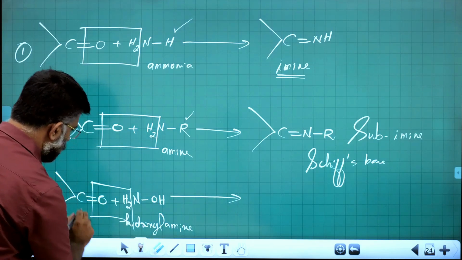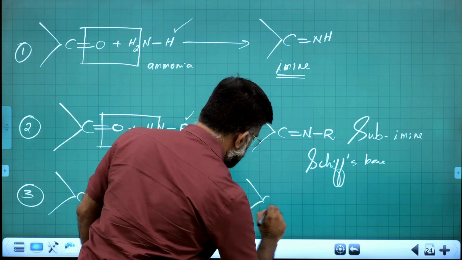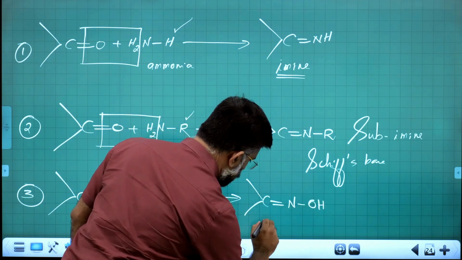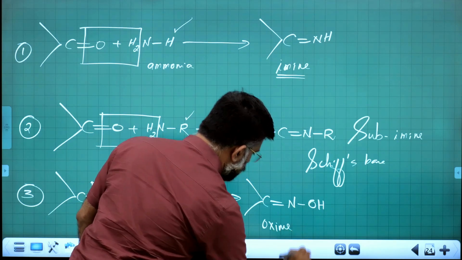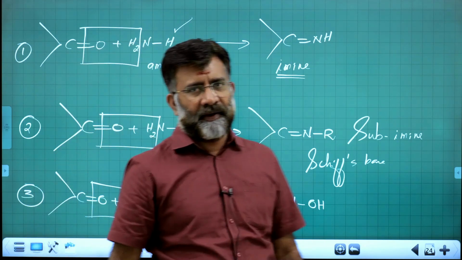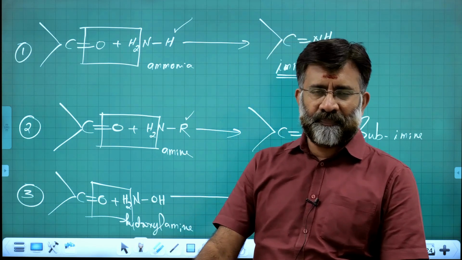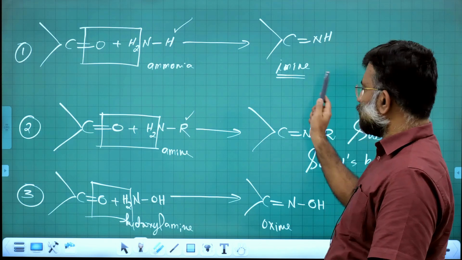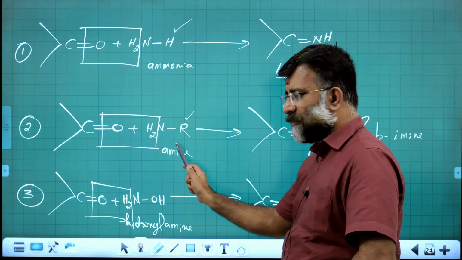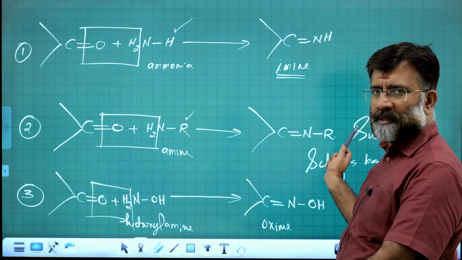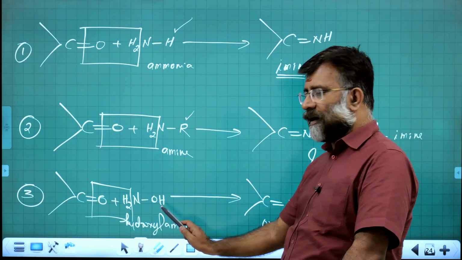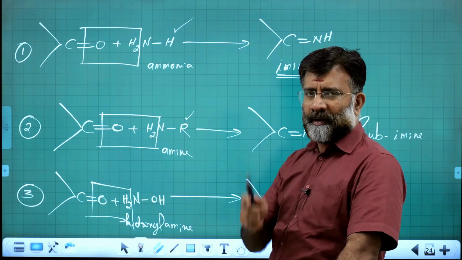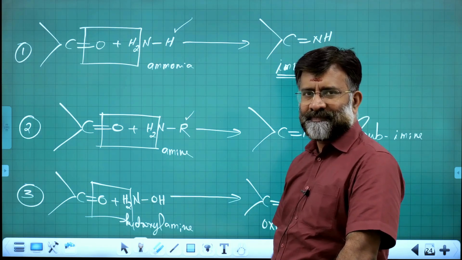You see, water molecule out, and the result is C double bond NOH. It is called oxime. Aldoxime, ketoxime, like that, oxime. So if you take ammonia, the product is imine. If you take amine, the product is substituted amine, Schiff's base. And if you take hydroxylamine, a very important class of product, it is called oxime, aldoxime, ketoxime. So three over.